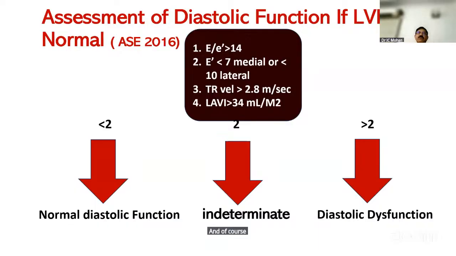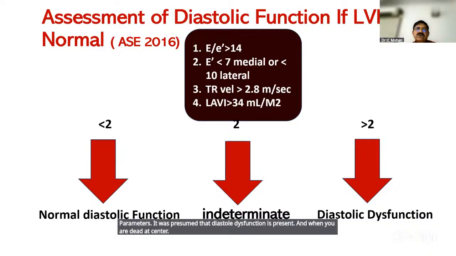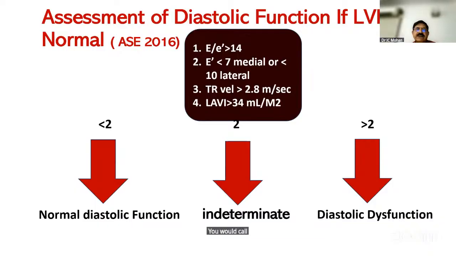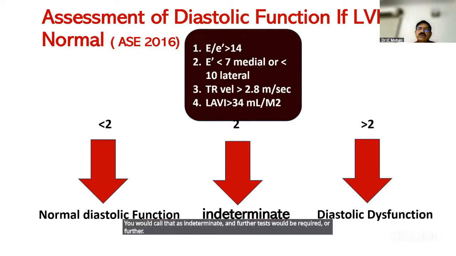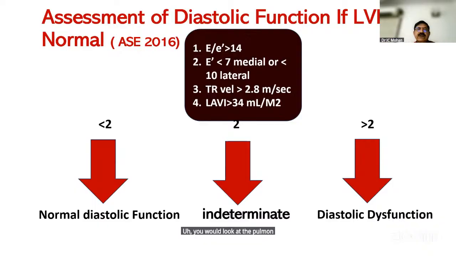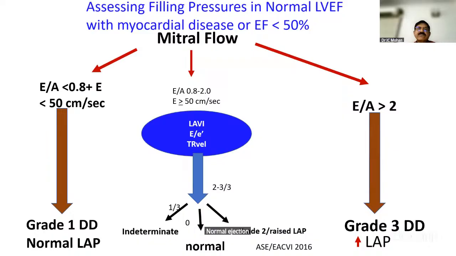And of course, if there were more than two, that means three or four parameters, it was presumed that diastolic dysfunction is present. And when you are dead center, 50% abnormal, you would call that indeterminate, and further tests would be required. Or further, you would look at the pulmonary veins, you would look at the other parameters. But this was as far as the diastolic dysfunction patients with normal ejection fraction.